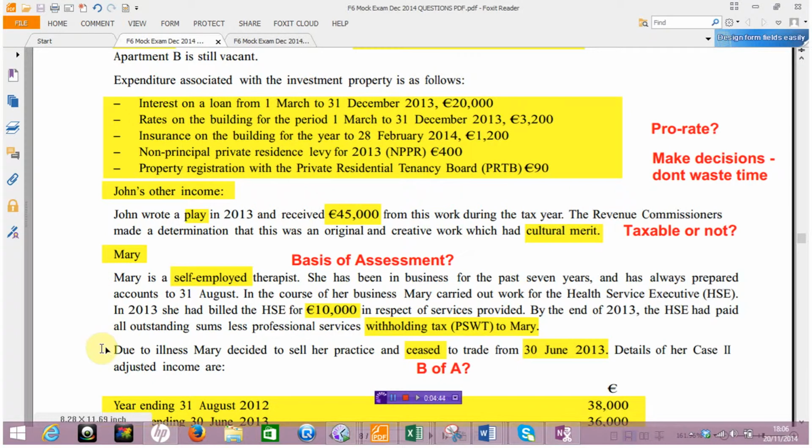Invariably within the question 1s, there's going to be some element of self-employment, perhaps basis of assessment, and we know that the areas of basis of assessment that we need to look out for are commencement and cessation.